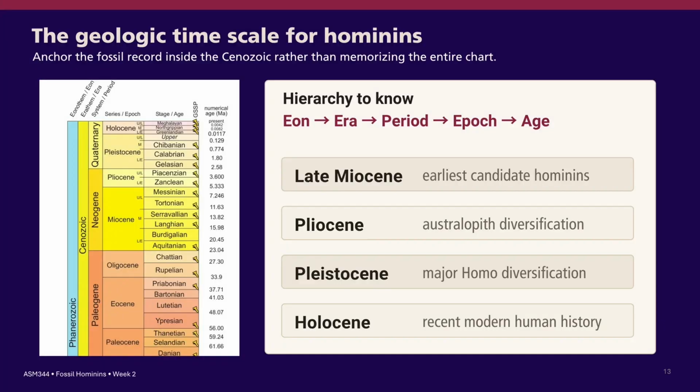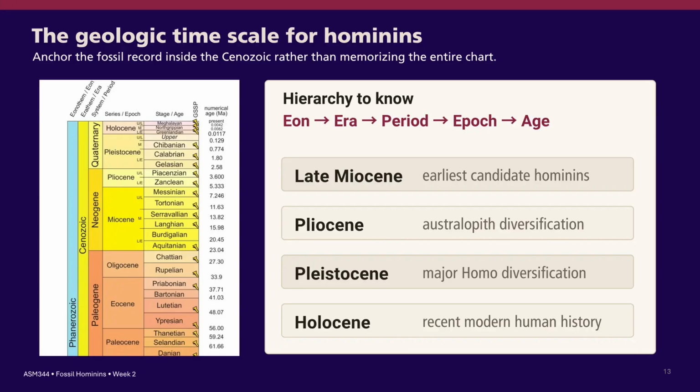The geologic timescale is the master calendar that lets us place hominin evolution into deep time. For this course, focus on the hierarchy of eon, era, period, epoch, and age. Hominin evolution sits within the Phanerozoic eon and the Cenozoic era. Most of the hominin fossil record falls within the Neogene and Quaternary periods, especially the late Miocene, Pliocene, and Pleistocene, with the Holocene representing only the very recent end.